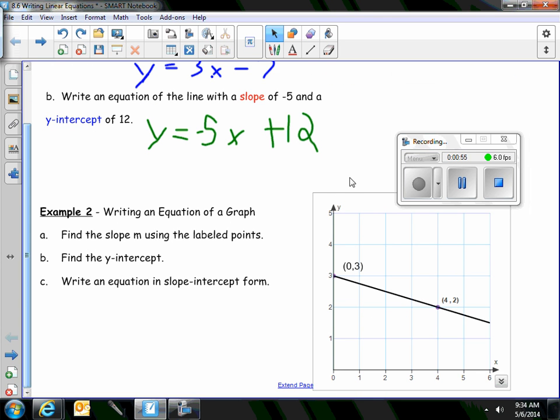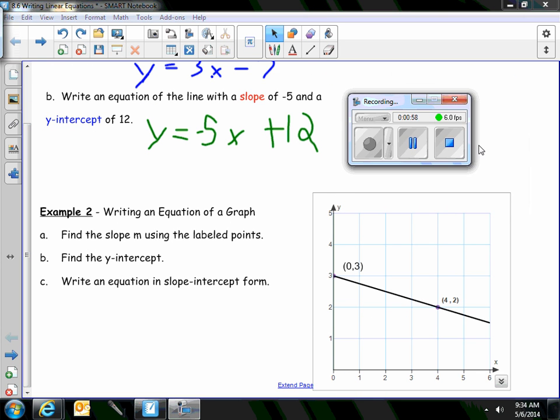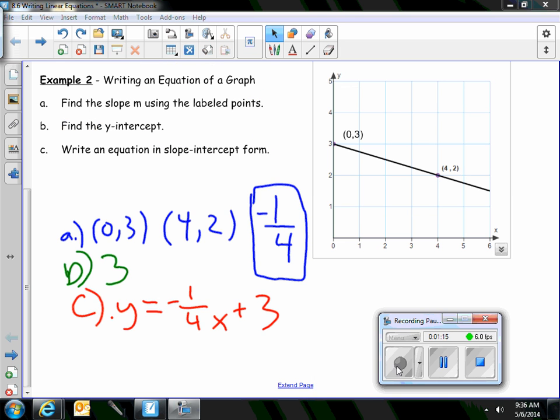In our second example, we're going to be using the graph. Write an equation of the graph. First thing, we're going to find the slope m using the labeled points. Then we're going to find the y-intercept. Then on C, we're going to write an equation in slope-intercept form.